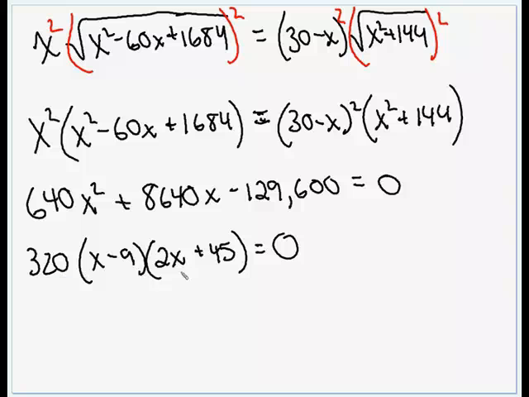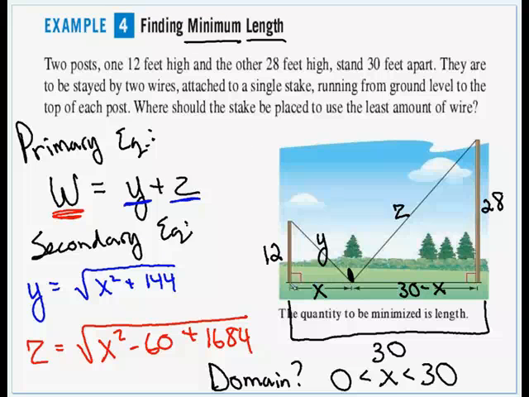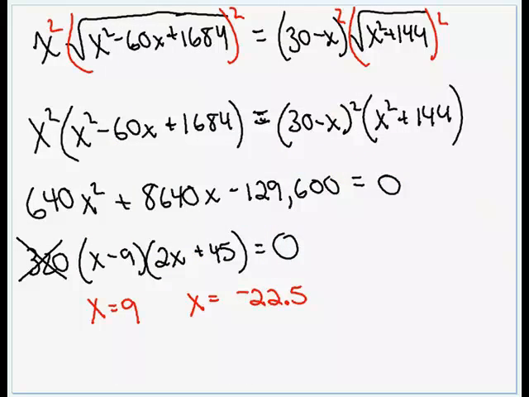So I factored out the 320 and then factored the remaining polynomial. I can divide out the 320, that's now gone. And if I set each term equal to 0, I'm going to get x equals 9. Or here I'd move the 45 over and get a negative 45 and divide by 2. So that would be x equals negative 22.5. And a negative x value in this problem does not make sense. You remember, x is the length of this smaller side of the right triangle. If we put a negative in there, that doesn't make sense for a length in this problem. So we can throw this out. So we have our one and only critical number at x equals 9.